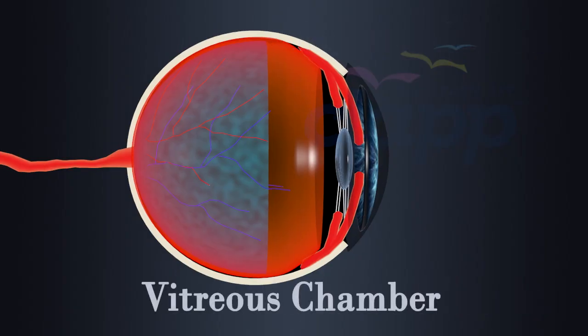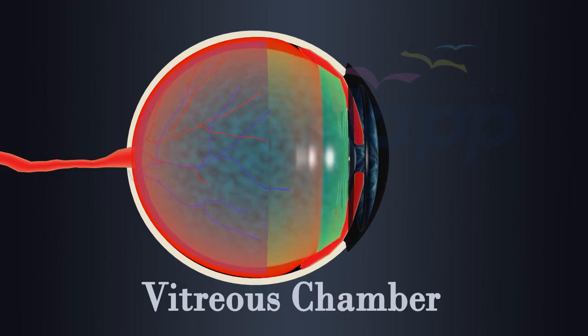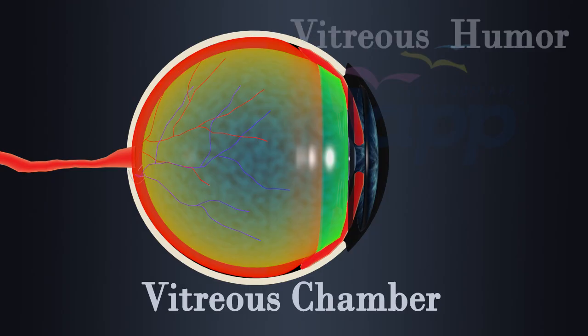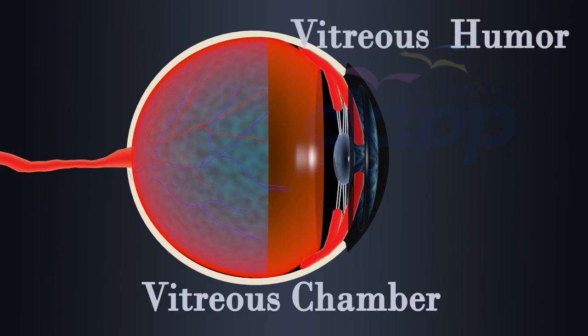Vitreous chamber. The vitreous chamber is the largest chamber in the human eye, located between the lens and the retina. This chamber is filled with a thick, clear gel-like substance called the vitreous humor. The vitreous humor is a gel-like substance that fills the vitreous chamber of the eye. It helps maintain the shape of the eye and provides support to the retina. Vitreous humor is produced by cells in the non-pigmented portion of the ciliary processes.